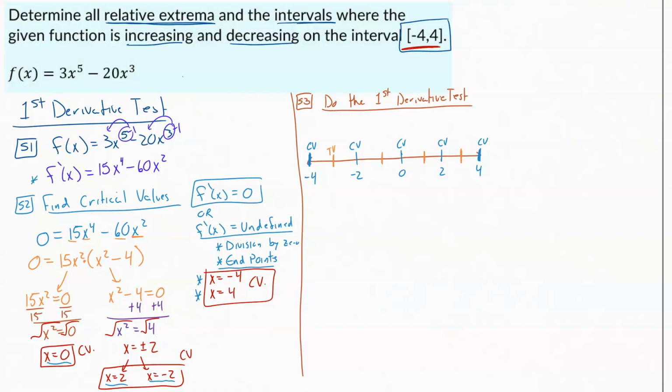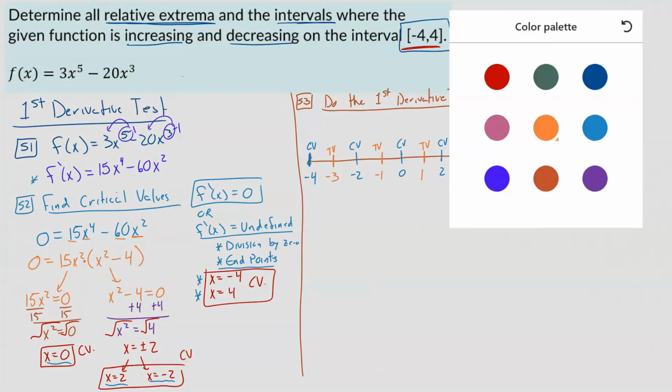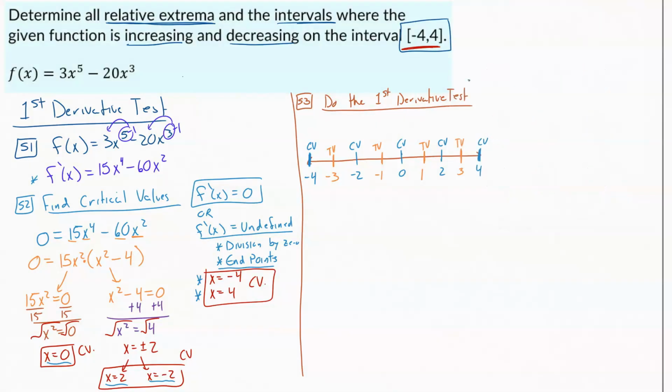So our test value on this one, I'm going to grab -3. The test value on this one, I'm going to grab -1. The test value on this other space, I'm going to grab a +1. And then on the last one here, I'm going to grab a +3. So these are the derivative tests that we need to do. It is called a first derivative test for a reason. Guess what? Because we are going to test all of these values in the first derivative.